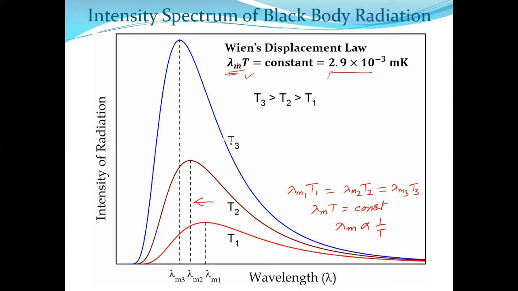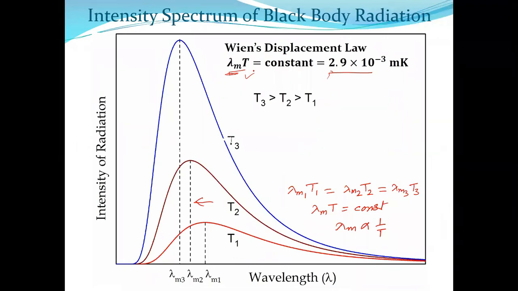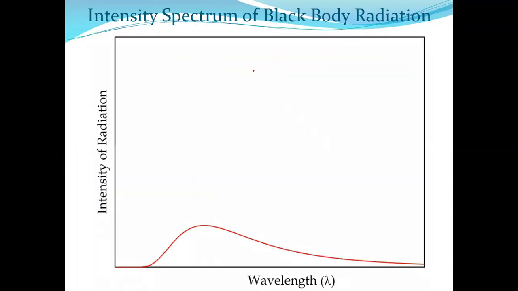You can find it from a chart, you Google it. So you are getting the wavelength lambda m. So lambda m into T equals 2.9 times 10 to the minus 3. From that, find out the temperature. Easy. We'll have different applications.